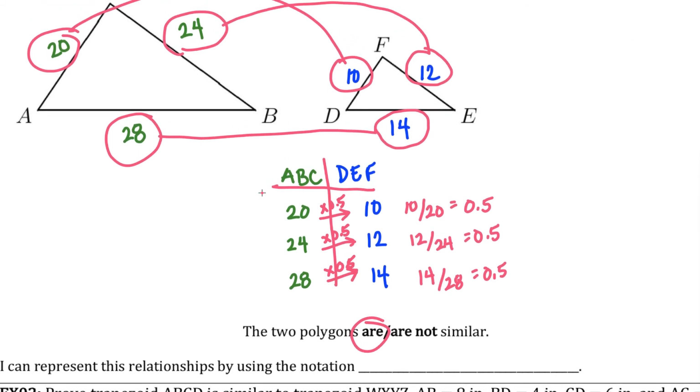So I can represent this relationship by using the notation ABC is similar to DEF. Normally we put the little triangle, like triangle ABC is similar to triangle DEF, but you're fine. We'll just do it like this today.